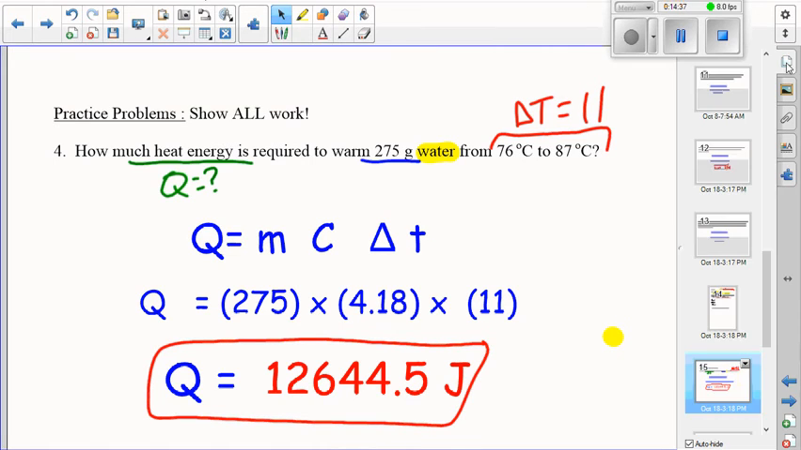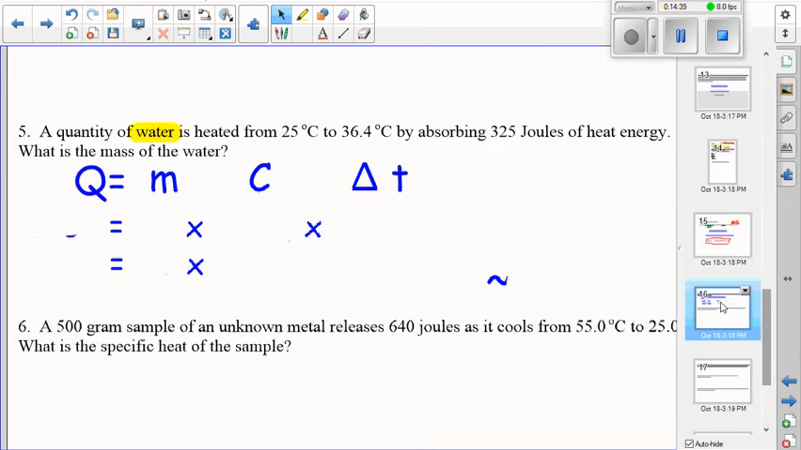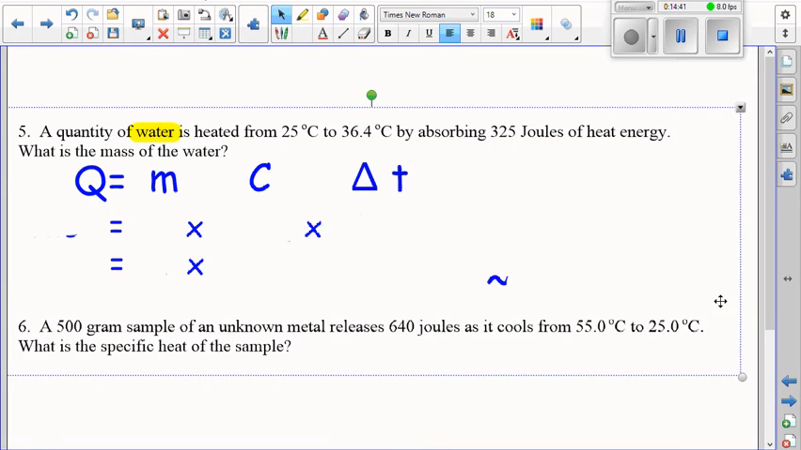Maybe let's try one more of these. Let's take a look at number 5. Actually, you know what? Let's take a look at... Yeah, no, number 5 is good. A quantity of water is heated from 25 to 36.4 by absorbing 325 joules of heat energy. So we sent that much heat energy into it. What is the mass of the water?